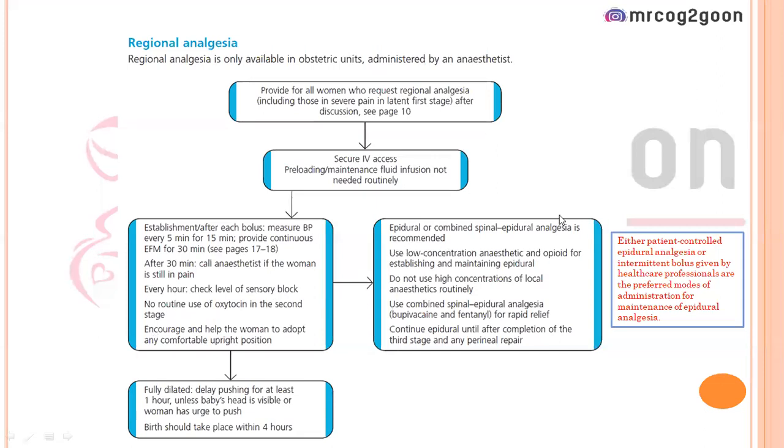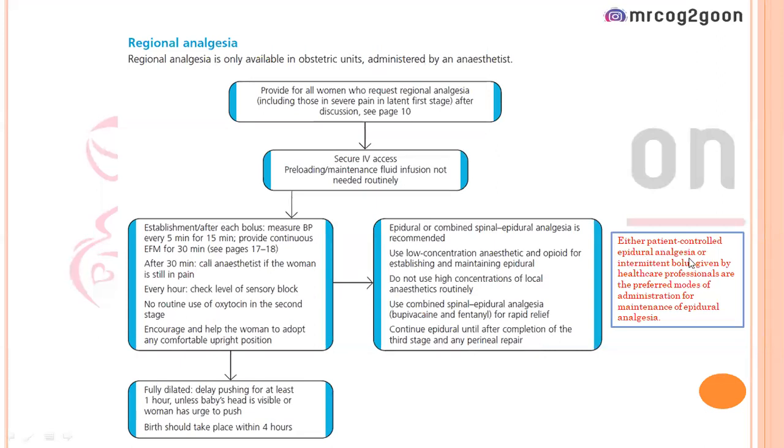Epidural or combined spinal analgesia is recommended. Use low concentration anesthetic and opioids for establishment and maintenance. Don't use high concentration. Use combined spinal epidural for rapid relief of pain. Continue epidural until after completion of the third stage and any perineal repair.